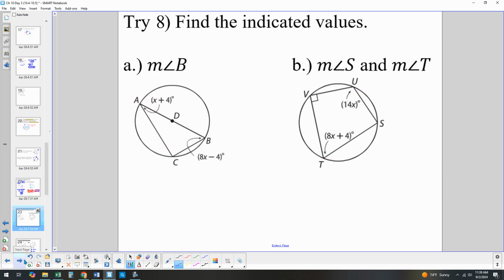These are the final ones for you to try. The answers are posted online, but that is the end of sections 10.4 and 10.5.